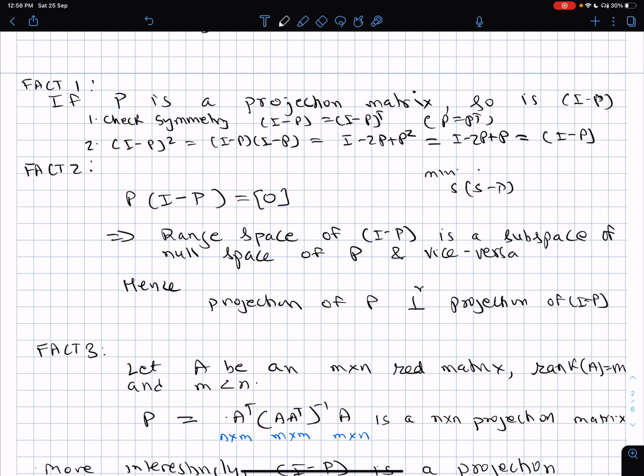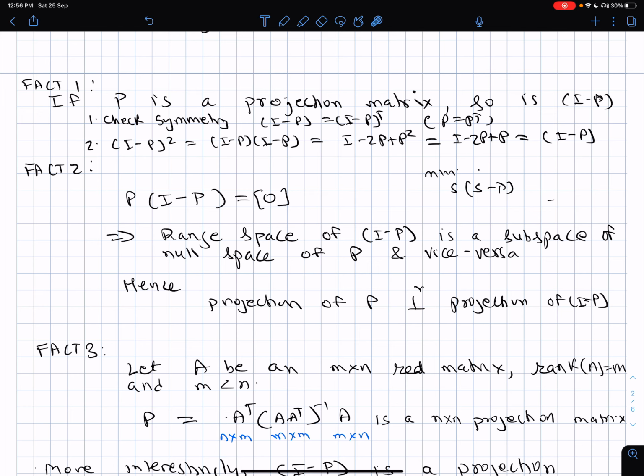So what does this mean? This means the range space of I minus P. What is the range space of I minus P? Multiply I minus P by any arbitrary vector x, and the set of all such vectors is the range space. Let's say that vector is z. So z is equal to I minus P times x, and now if you multiply both sides by P, then since P into I minus P is 0, Pz becomes 0.